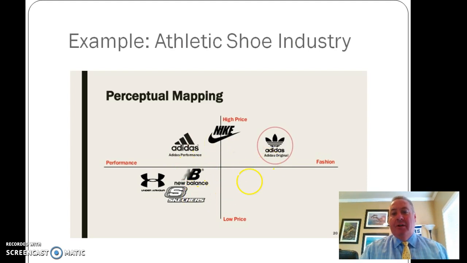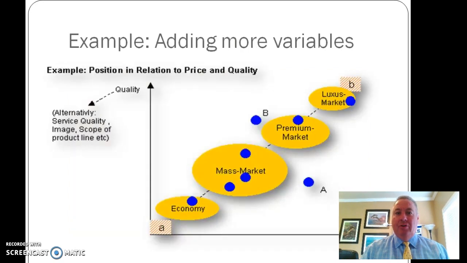But what you'll also notice is that down here, there is really nobody that's playing in the fashion low-cost shoe space, at least in this example. And so this might provide an opportunity for you as a marketer of shoes to be able to say, look, we might look at this as an empty space, something that we can now develop a new product for and meet an unmet need. So this is how perceptual maps are used.